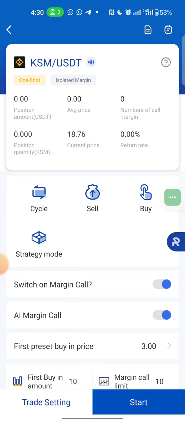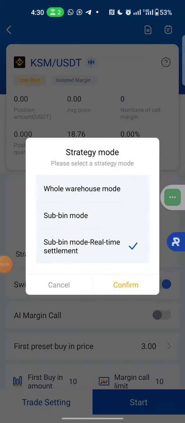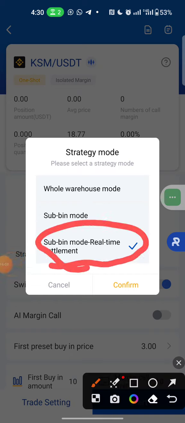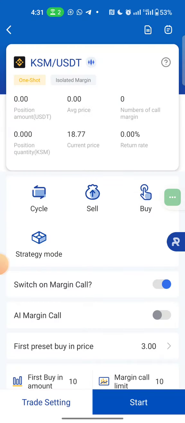Switch off the AI margin call. I don't advise anyone to have the AI margin call on. Make sure your coin is on one shot. What do you mean, Julius? You need to come and tap on one shot if you don't do it on your settings. And you'll know it is on one shot when this corner here reads one shot. All right. Then tap on the strategy mode and make it the sub bid mode real time settlement. This one here. Then you are able to confirm.